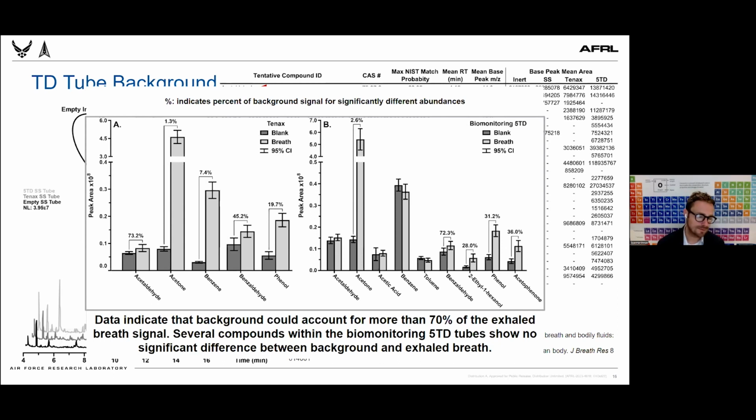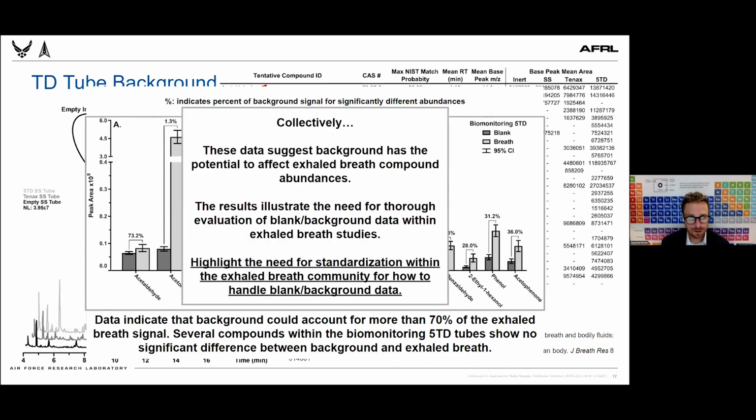And then additionally, there are in the biomonitoring tubes some features such as toluene and benzaldehyde that do not show any statistical difference from blanks to breath. So, there seems to be potential for your background samples in the TD tubes to plausibly impact your exhaled breath data. And so we feel that these results suggest that true evaluation needs to be done.